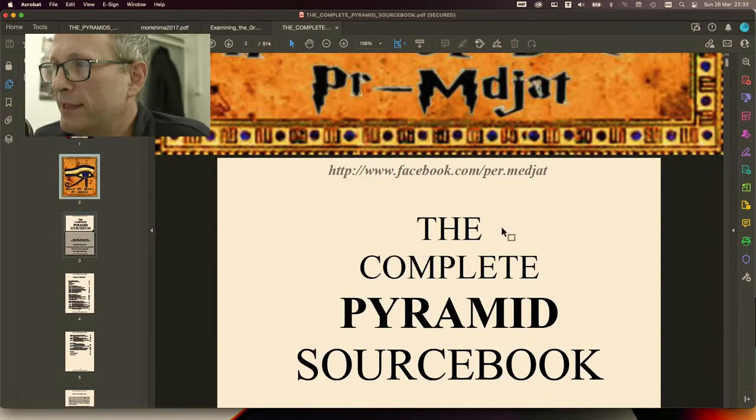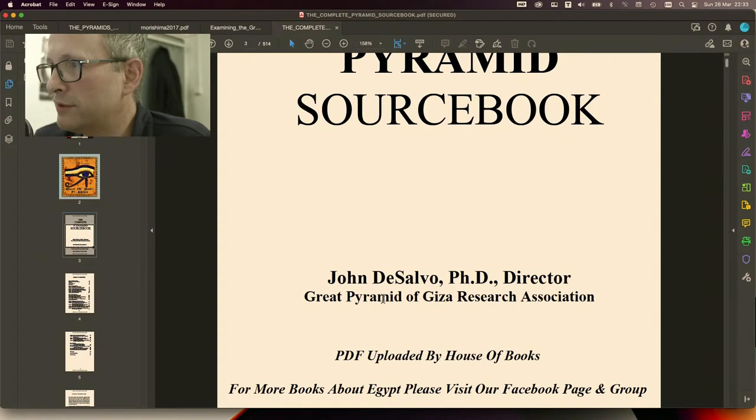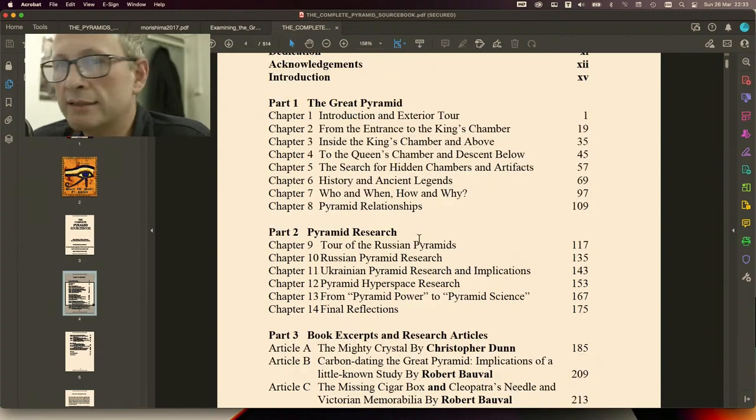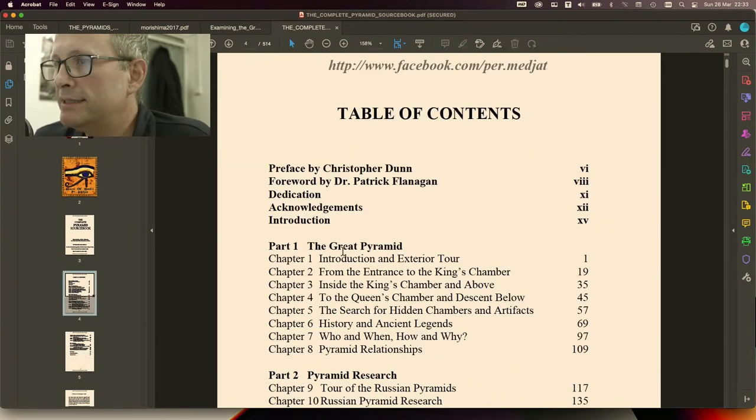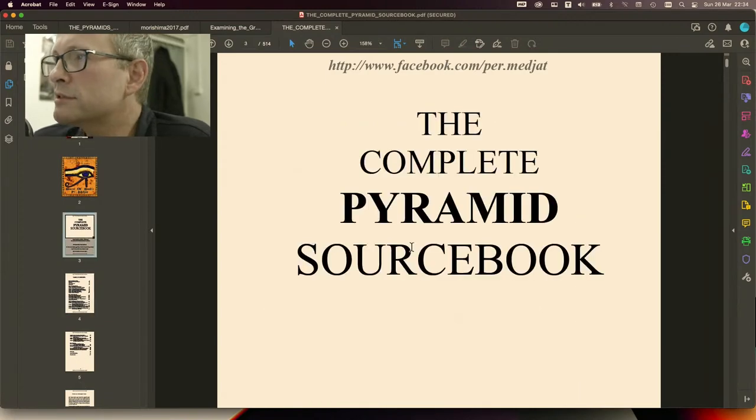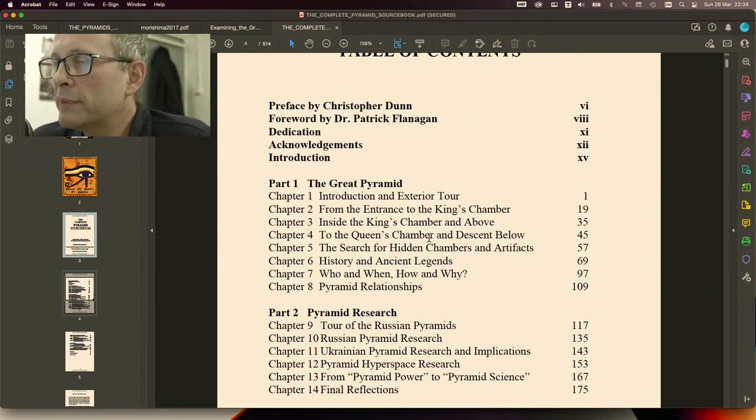And it's called The Complete Pyramid Sourcebook, by John DeSalvo, PhD, Director, Great Pyramid of Giza Research Association. It's got a large index, and it's, I guess, 497 pages. I think you can actually get this in print, so maybe people should go ahead and get it. I didn't even look to see when it was originally published. I guess it's on Amazon. But it's got a whole lot of things there.